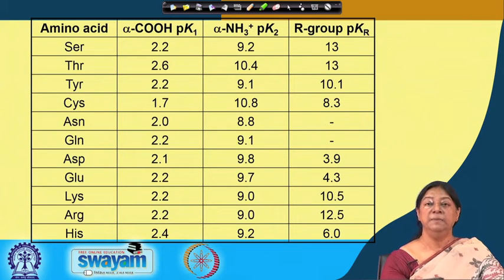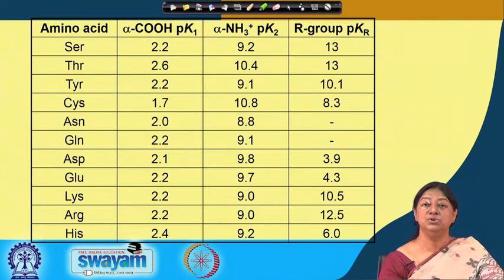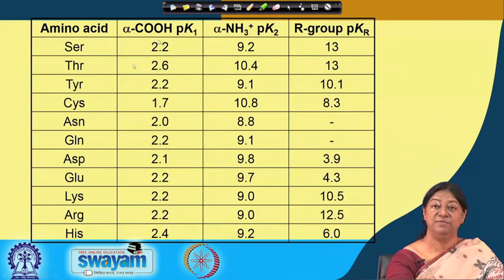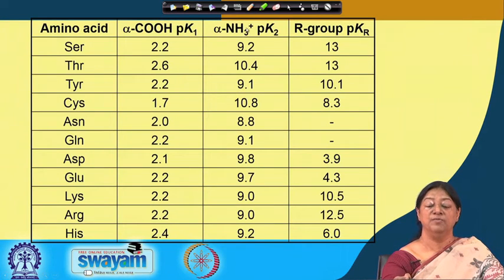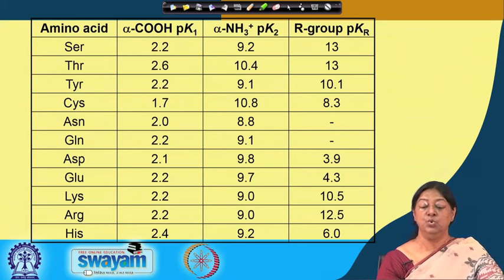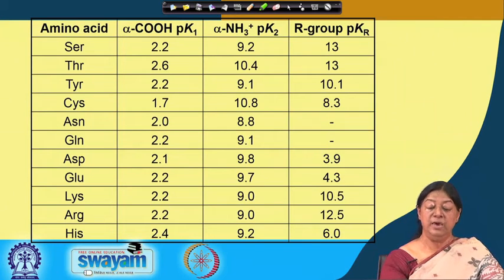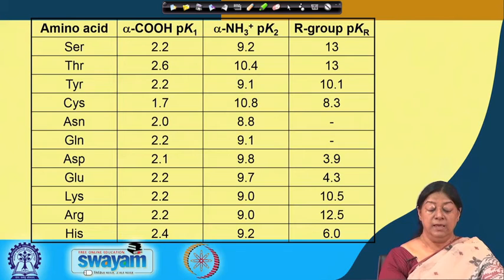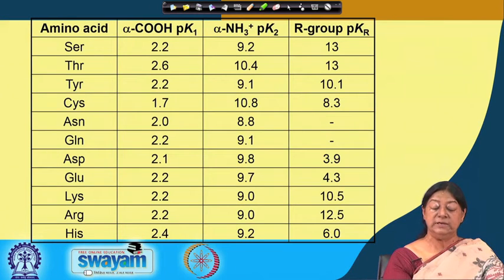What does this mean? It means that that proton can also be lost. Apart from the loss of COOH from the alpha carbon and the proton from the amino group, the protonated amino group. So, in this case, there will be a pK1, there will be a pK2, there will be a pKr. We will demonstrate how, with the pK1, the pK2 and the pKr, we determine the pI value.